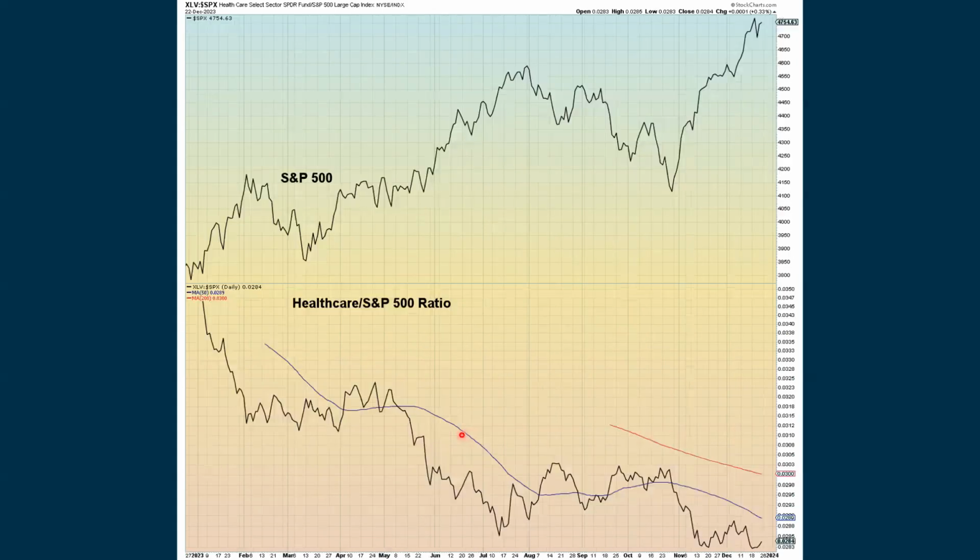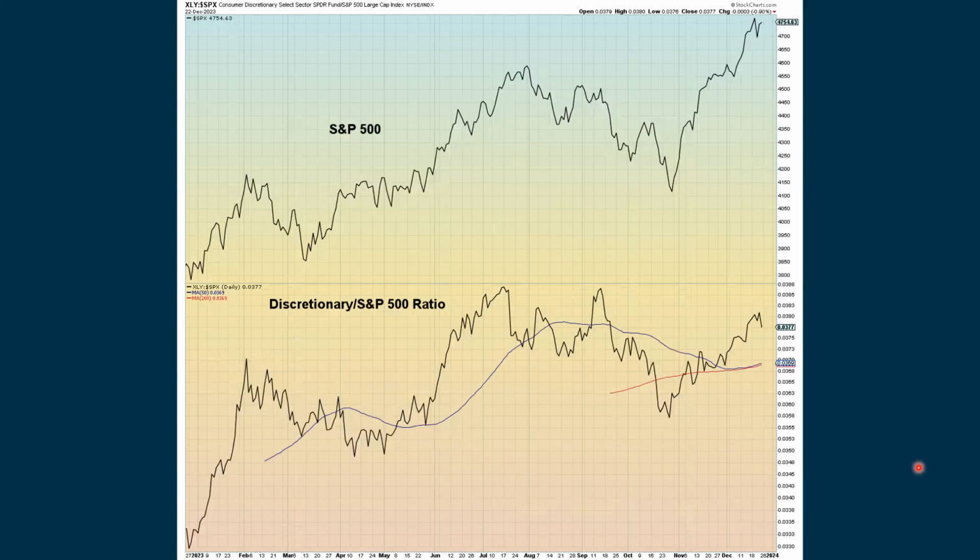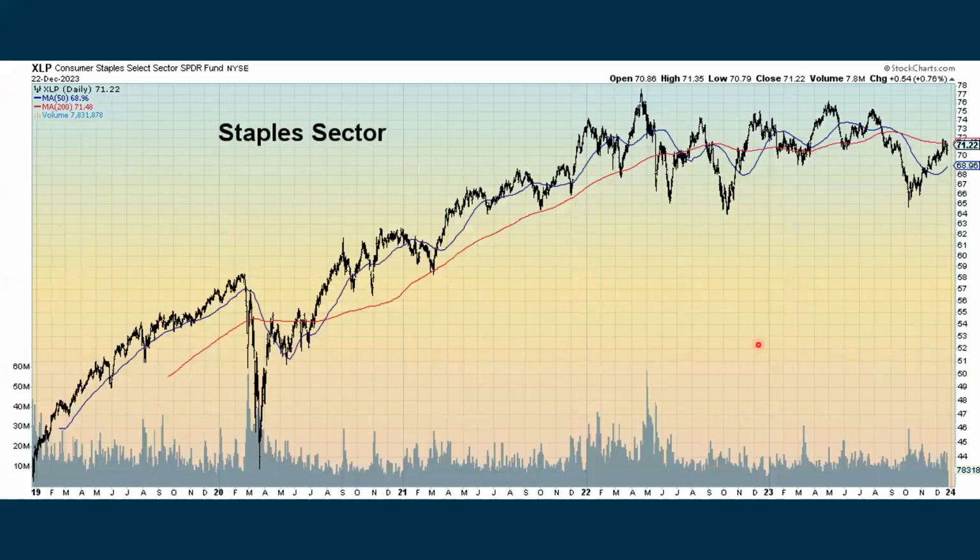The healthcare sector is continuing to underperform the S&P. Here's another look showing where it's in a longer-term downtrend. Discretionary is just barely coming back and giving us a golden cross when compared to the S&P. It was stronger earlier in the year, and then the summer was not kind to discretionary. Now it's trying to make a bit of a comeback.